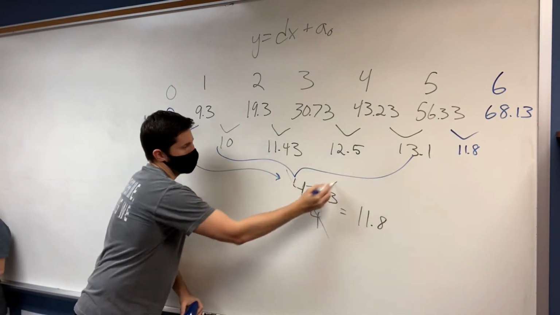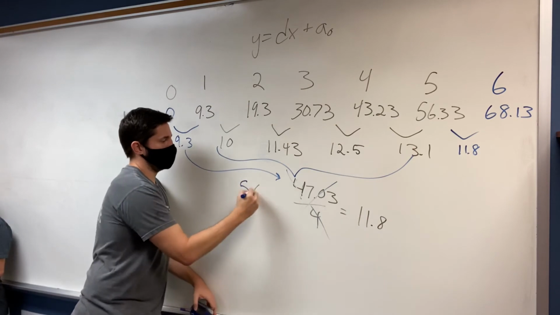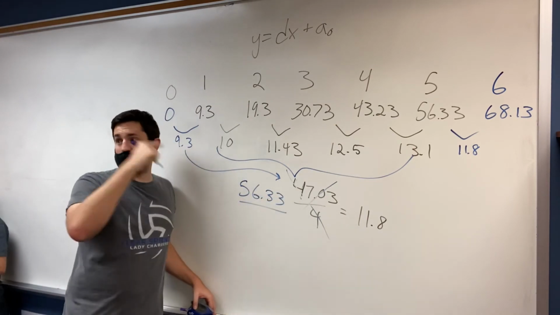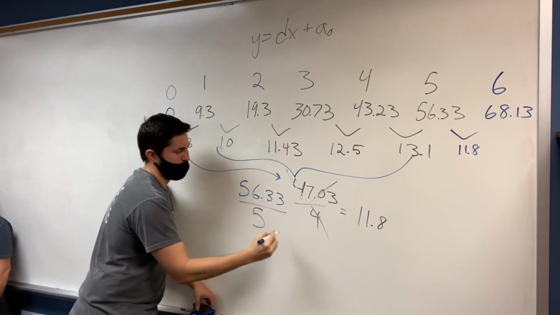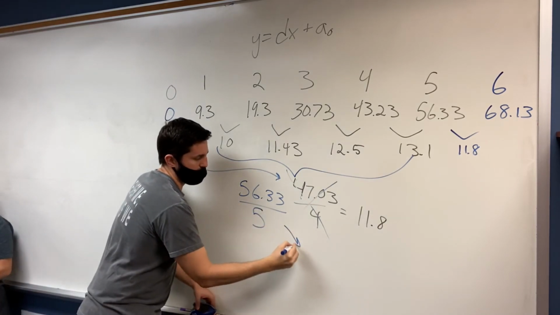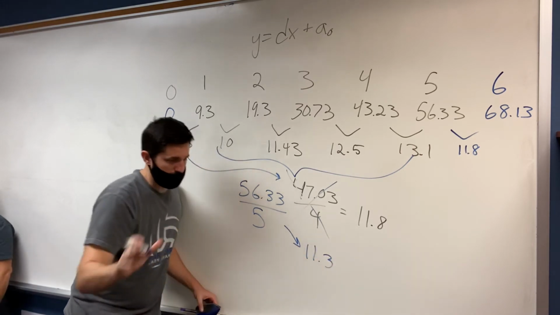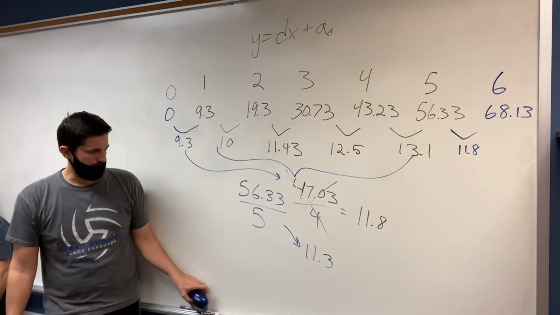Because this is now wrong. 56.33. 56.33 divided by what now? A fifth point. I have more data now. I'm adding a fifth point here. So my new average difference, 11.3. 11.3 if you round that one off. Yes. Okay. Nice.